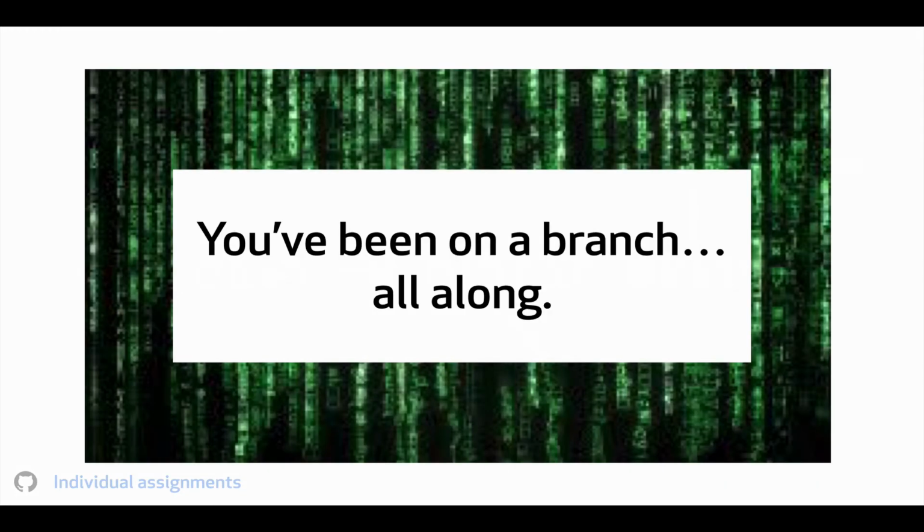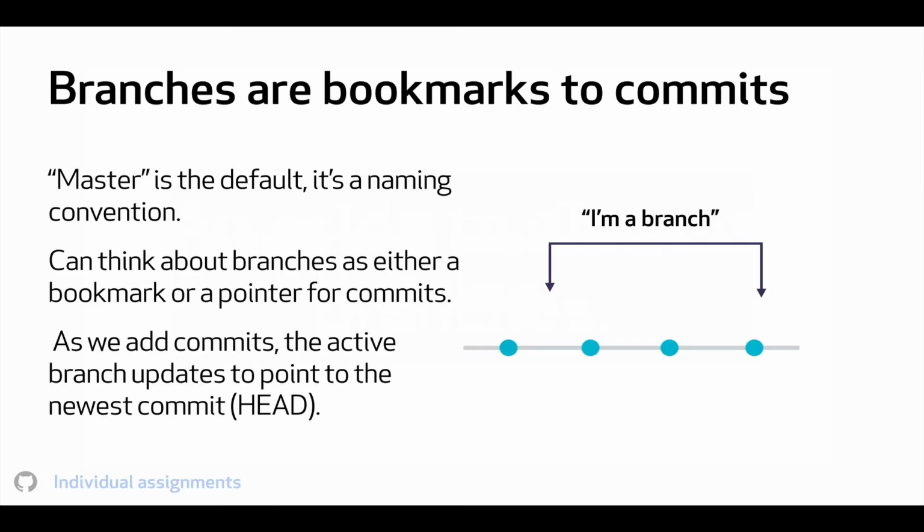So big surprise, you have been on a branch this whole time. And we're going to do a brief aside from the world of network activities to discuss branches. We've been working with this thing called master, which is the default branch. What we need to know about that for now is that it is a pointer to a commit. Master points to the latest commit in our project. And as we add commits, the active branch updates to point to the newest commit, also called head.